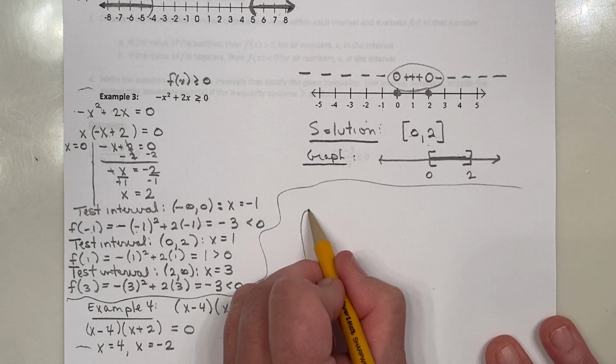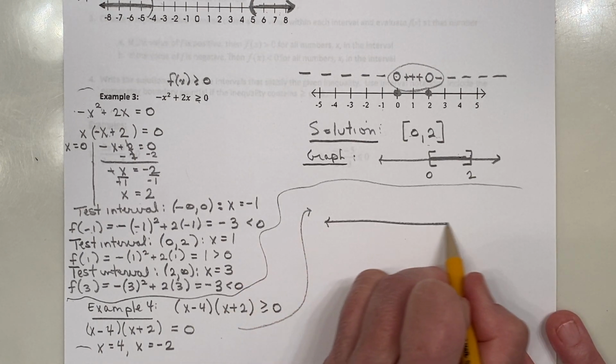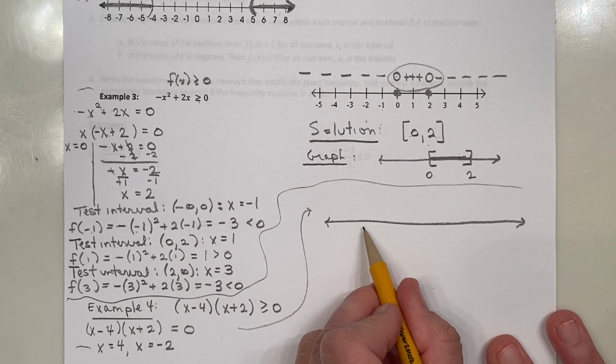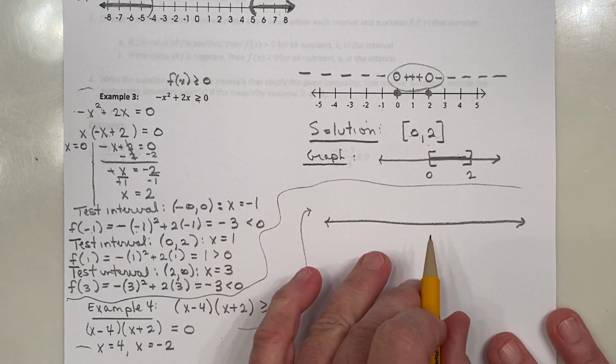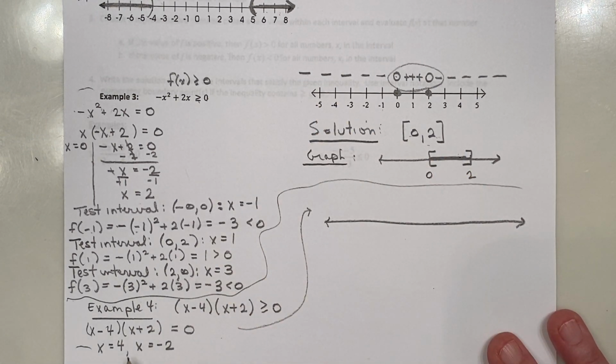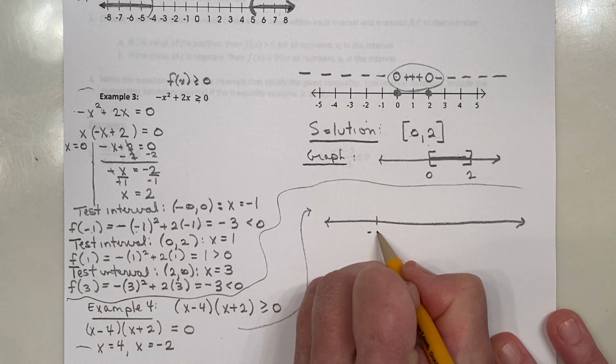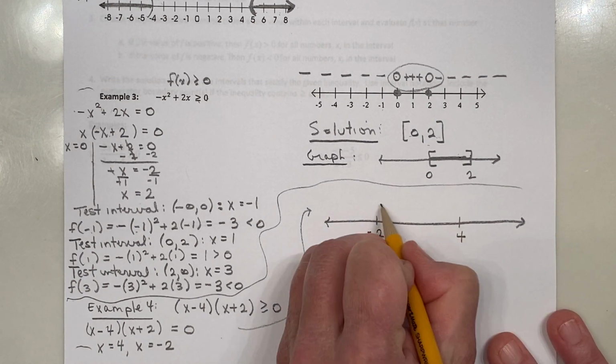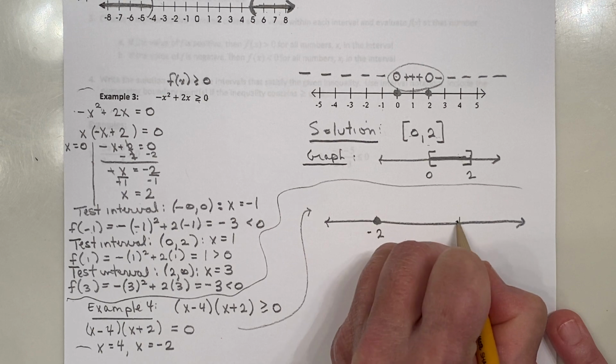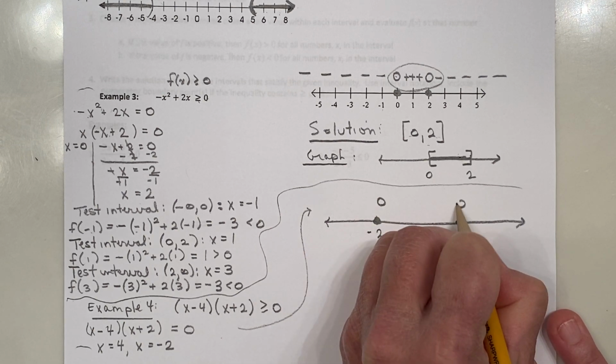I think I'll come up here. This is where I'm going to organize my work. So really I have 2 number lines, one to organize my work and one to report the solution. So I'm going to put negative 2 and 4. Negative 2 is smaller than 4, so it goes here. And I'm going to darken those in, and then I'll put the zeros above them.